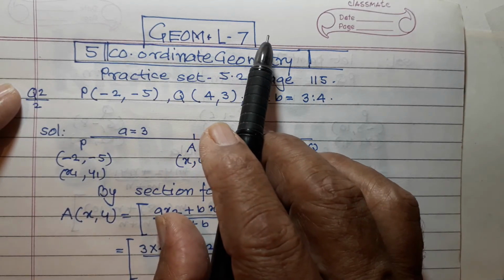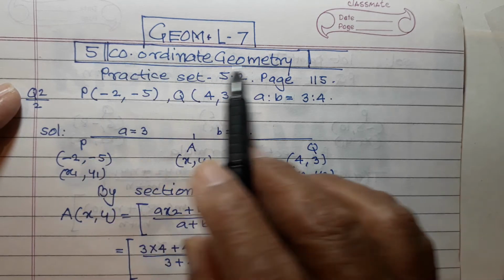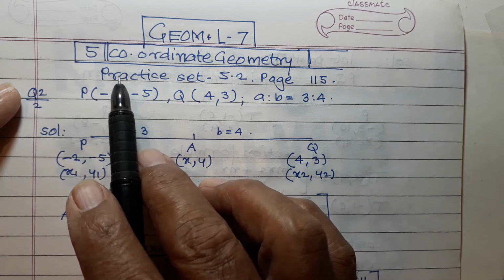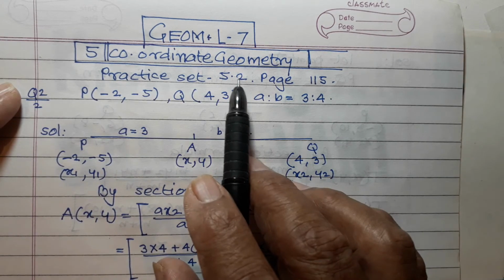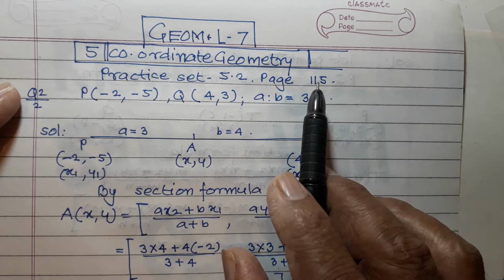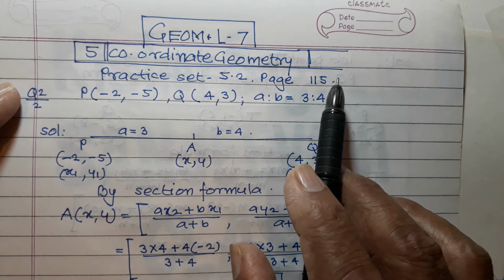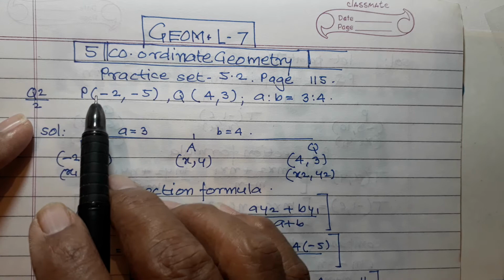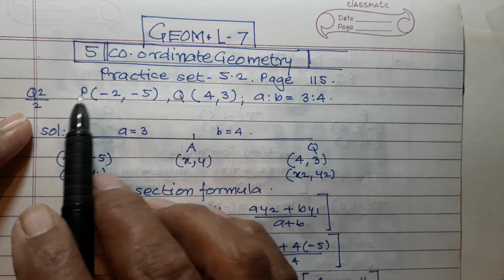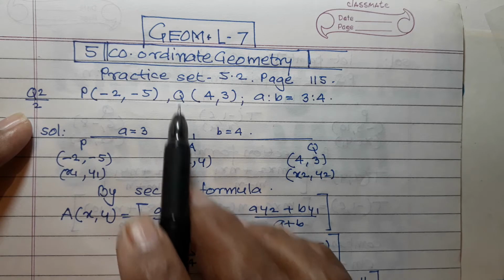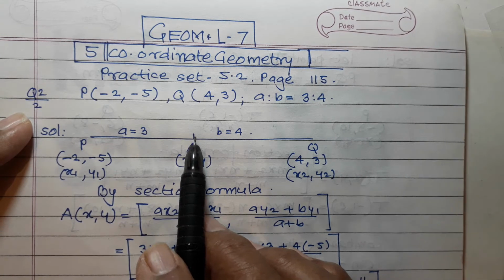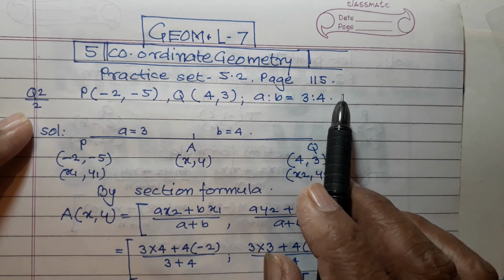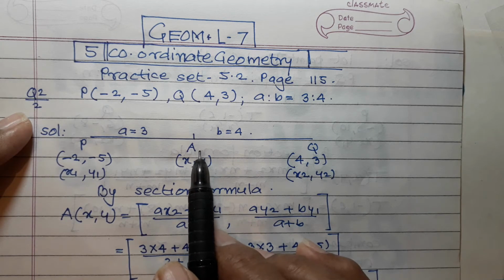Geometry lecture number 7, chapter number 5, coordinate geometry. In this lecture, I am going to explain some examples from practice set 5.2, page number 115. Okay, question number 2. Here 2 points are given, P and Q, and point A divides segment PQ in the ratio 3:4. Now try to find the coordinates of point A.